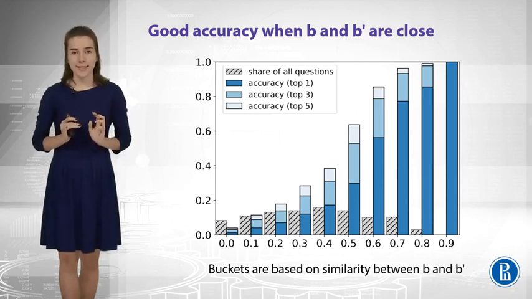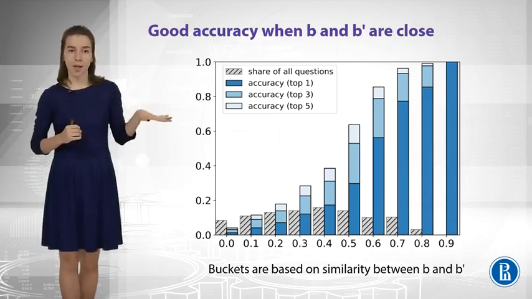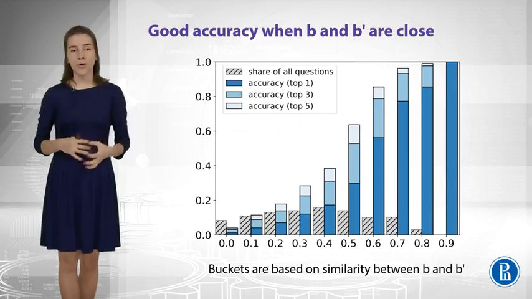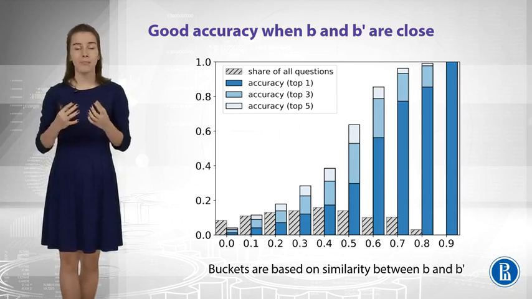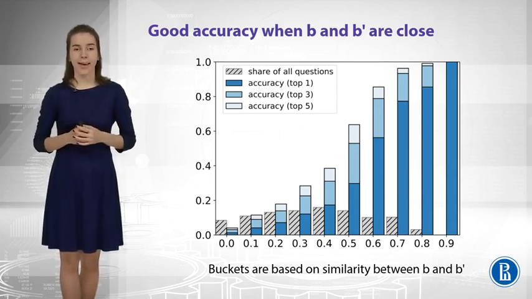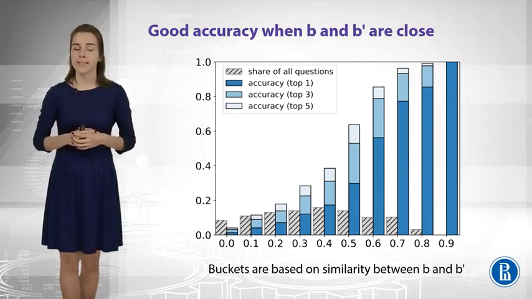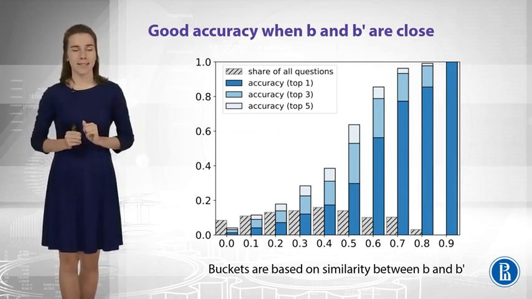So you can easily see that the blue bars are high on the right and low on the left, which means that Word2Vec works really nicely in those analogies where b and b prime are similar, and it works poorly for those more complicated tasks where they are not similar. Now, let us see what those more complicated tasks are.